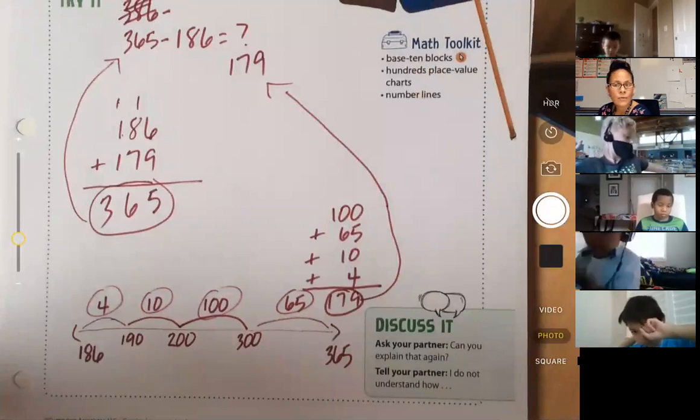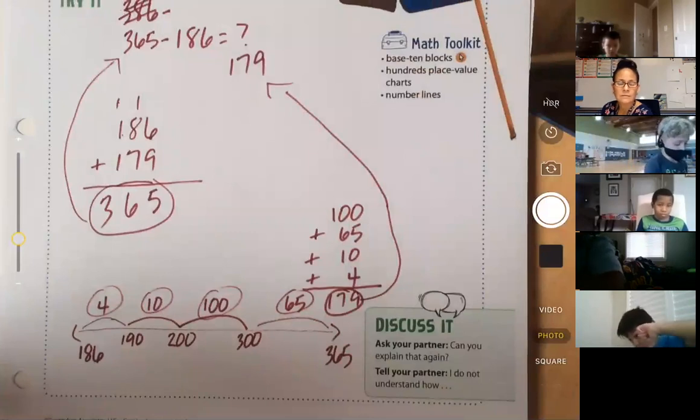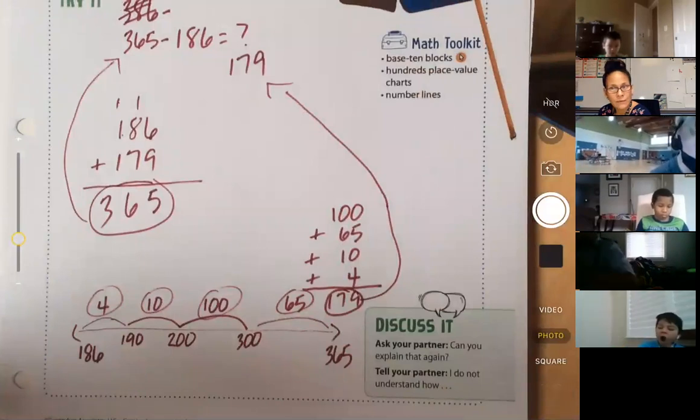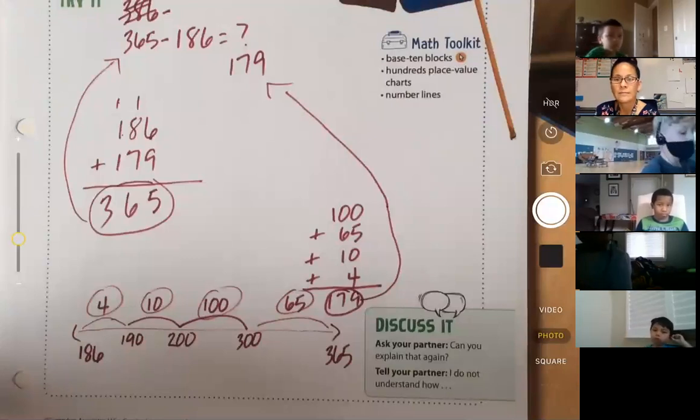Many, many different ways we could model this, friends. Many different ways. So far, we've learned expanded form, we've learned base 10, and now we've learned the number line method. All right, I'm going to come back together.